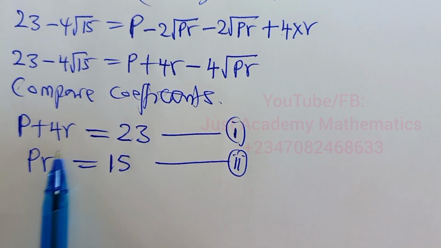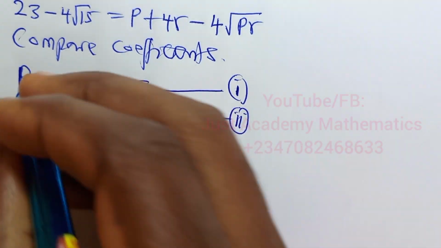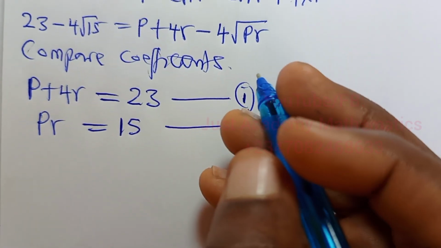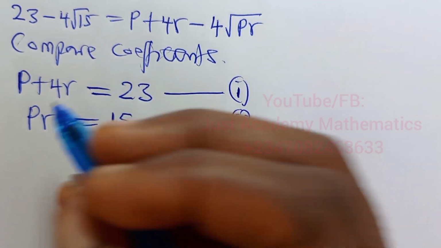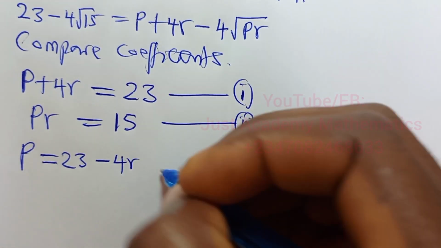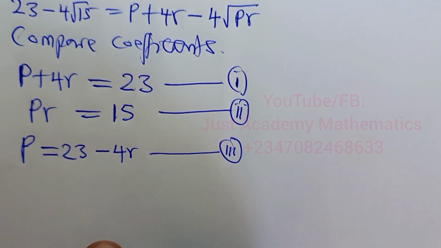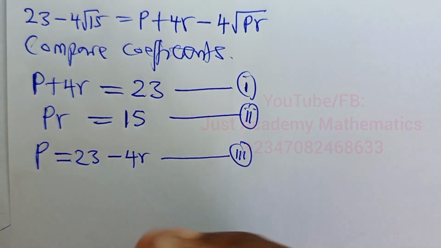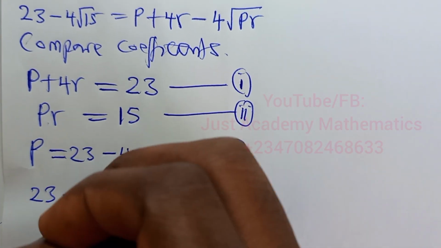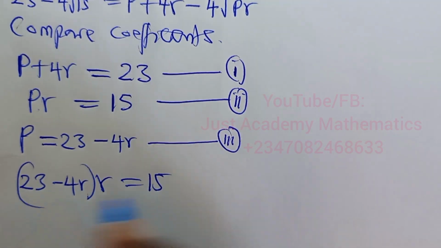So at this stage, we are looking for P and R. We can collect like terms from equation 1, so we have that P is equal to 23 minus 4R. This becomes equation 3. Then you substitute equation 3 into equation 2. That means from equation 2, anywhere you see P, you put this, so that we have 23 minus 4R, which is P, times R is equal to 15. So we are looking for R now.